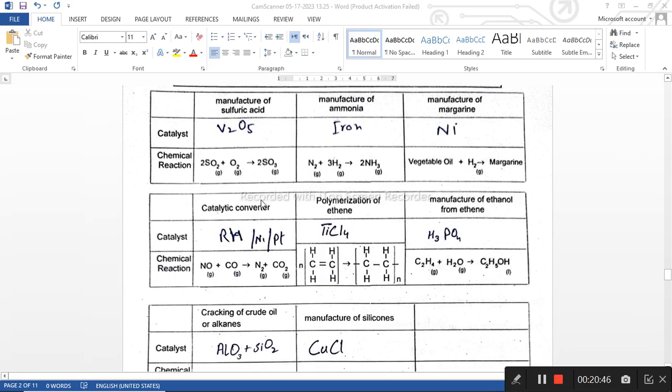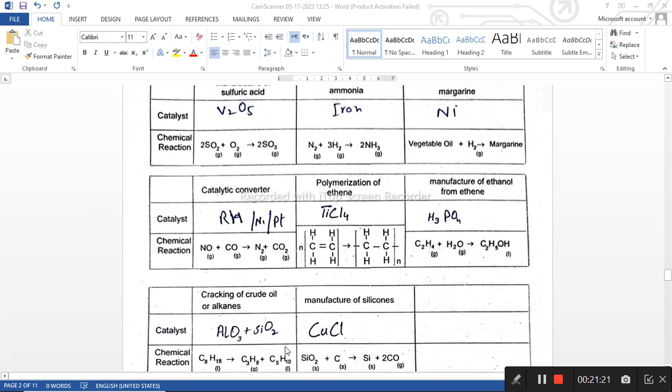Manufacturing of sulfuric acid, the catalyst used is V2O5, vanadium pentoxide. Manufacture of ammonia, iron is used. Manufacture of margarine, nickel is used. Catalytic converter, Rh, Ni, Pt, these are the catalysts. Polymerization of ethene, TiCl4. Manufacture of ethanol from ethene, H3PO4, phosphoric acid. Cracking of crude oil or alkanes, Al2O3 plus SiO2, and manufacture of silicone, CuCl.